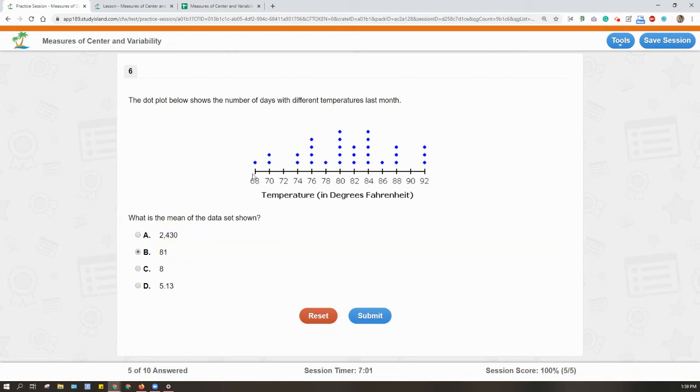So while you could add up all these numbers and divide by how many there are, if we just use some common sense and look at our choices, the only reasonable answer we have is 81. So we don't have to do all the legwork of getting a calculator out and calculating the mean. We could just say it's 81 because it's the only answer that makes sense. 2,430 is way too hot, and these are way too cold. Mean is a measure of center, so it should be somewhere in the middle. The only one that's even close is 81.